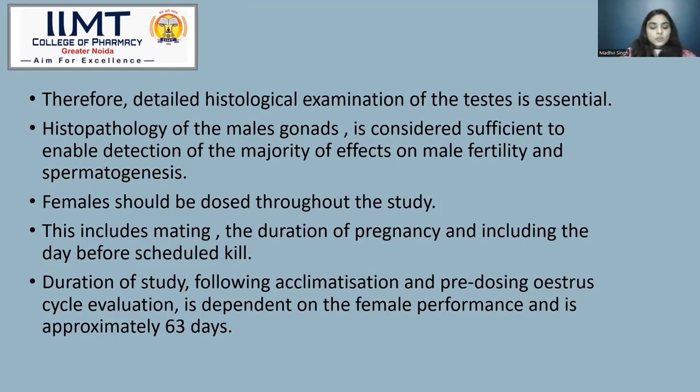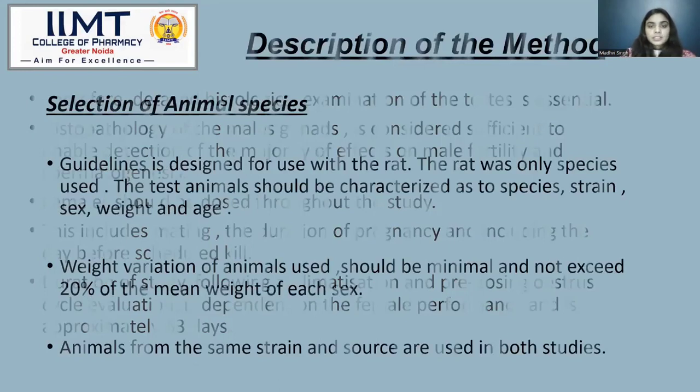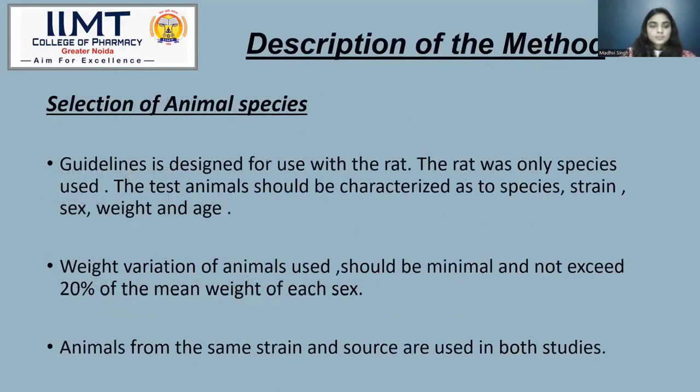The duration of the study following acclimatization and pre-dosing estrus cycle evaluation depends on female performance and is approximately 63 days. This includes mating, the duration of pregnancy, and including the day before scheduled kill. Next is description of the method.